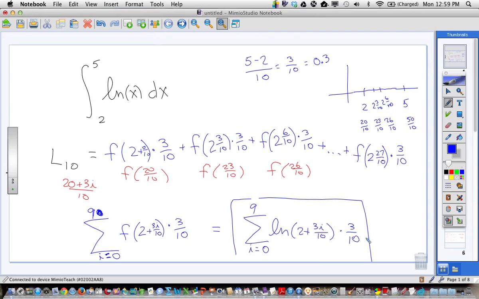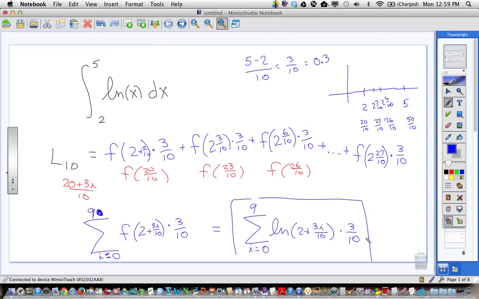Now there's going to be some people who put 2 and 27/10 up here. That would be bad. Why is that not a right edge? Because that's the left. Because we're doing left rectangles, and left rectangles stop one width short of the right edge.